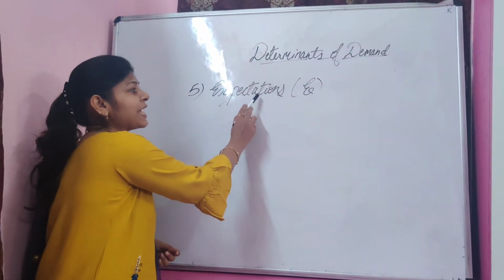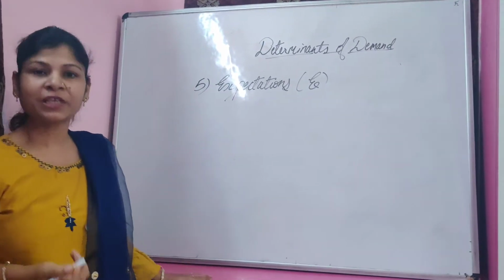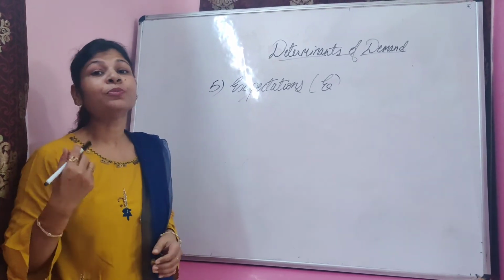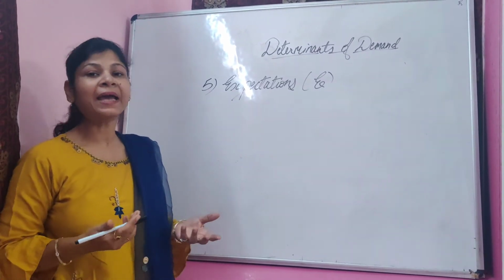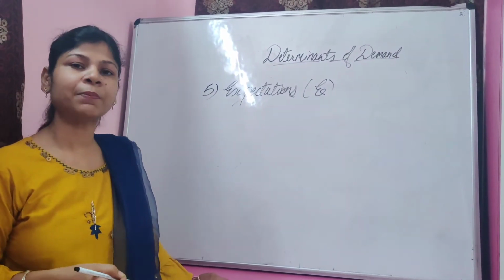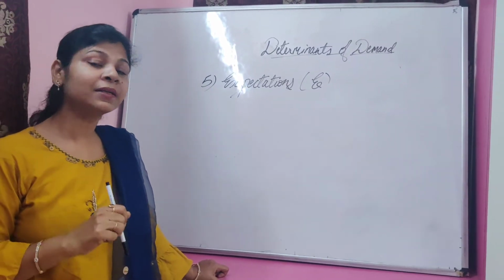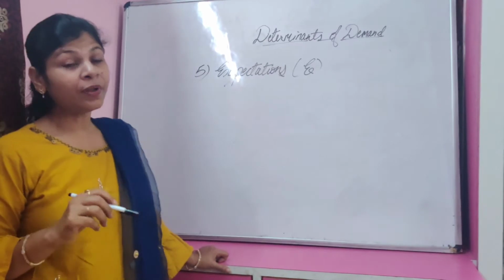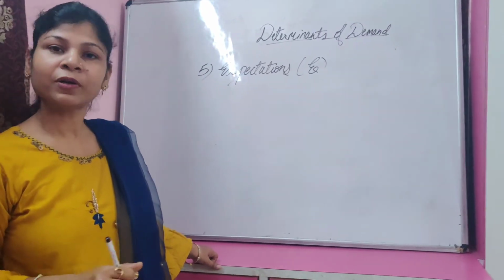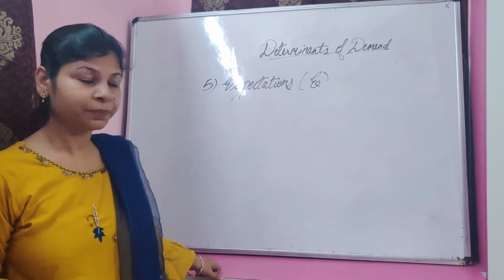Fifth component is expectations, which is denoted by the alphabet E. Expectations means future expectations. Suppose we think that prices are going to rise in future, then what will we do at present? We will buy more, because in future we have to pay a higher price. We can take the simple example of gold. If we think that in future the price of gold will increase, we will buy more of it currently. And suppose in future the price is supposed to fall, then we will postpone our purchases in current time so that we can buy it in the near future.